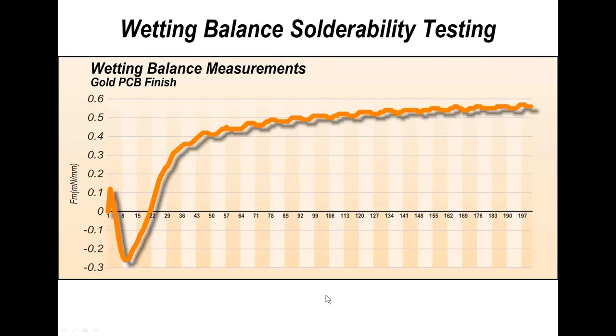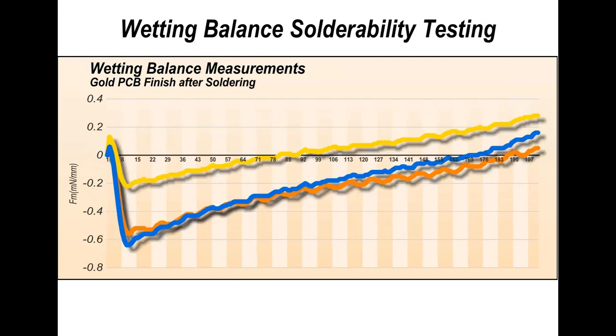Now, if you're not familiar with wetting balance, we're measuring the wetting force. So what you're looking at here is a wetting force measurement. The blip as the graph goes down to a negative figure is where we're making contact with the board with the solder globule. So we're getting a lifting effect. As the solder wets a sample, the force changes and we're measuring the actual wetting force. And you can see this is a typical curve you might expect to see.